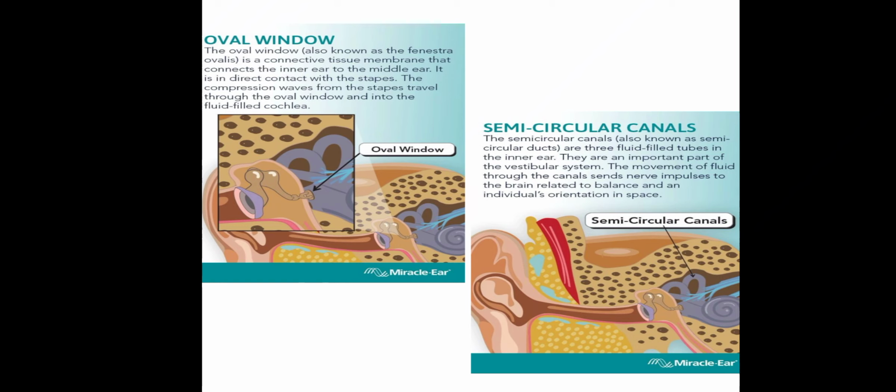Next we have the semicircular canals. Semicircular canals, also known as semicircular ducts, are three fluid-filled tubes in the inner ear. They are an important part of the vestibular system. The movement of fluid in the canal sends nerve impulses to the brain related to balance and an individual's orientation in space.